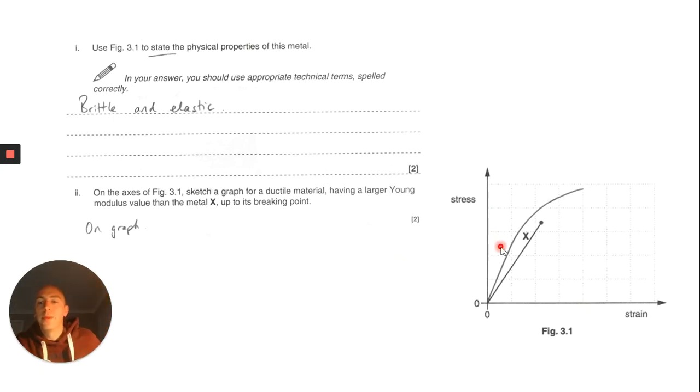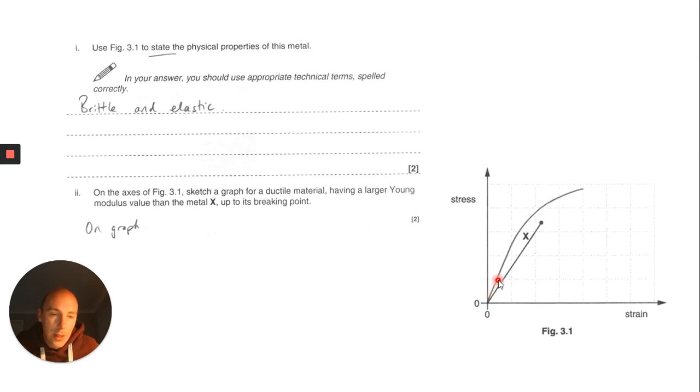So the physical properties of this material are that it's brittle and elastic. It has no plastic region. We know it's elastic because it's a straight line. And I've drawn on here a material which is ductile.